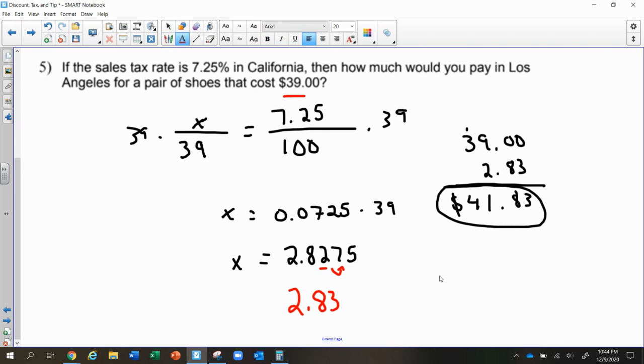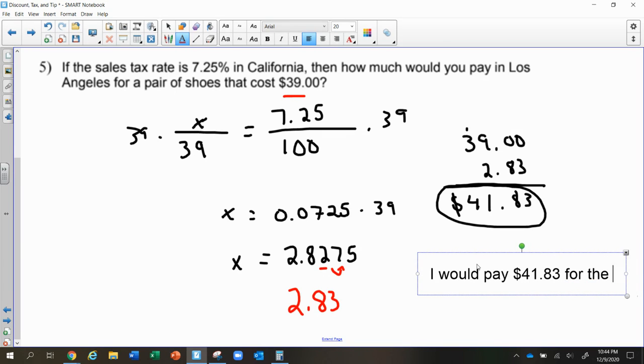And I always like to write a sentence, so pay $41 dollars and 83 cents for the shoes. Right, so that's sales tax. So we add that to the original price. So discount, we subtracted it. Sales tax, we add.